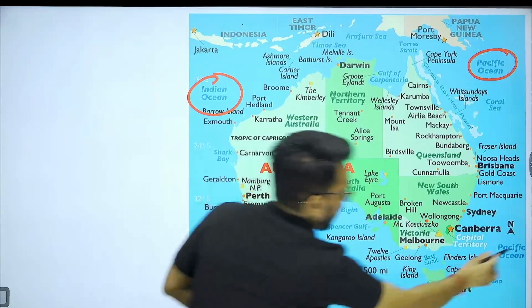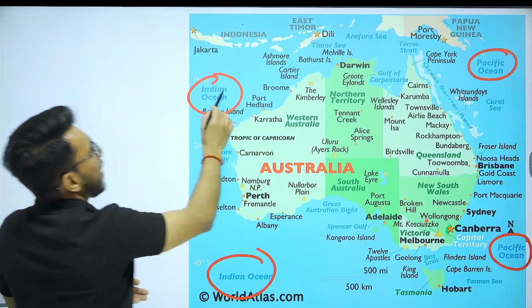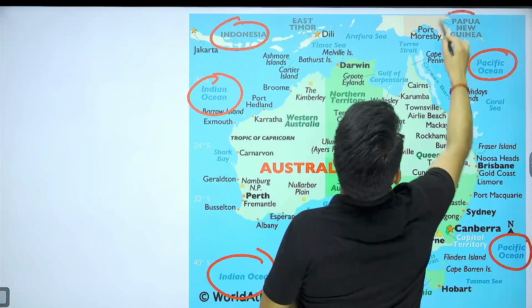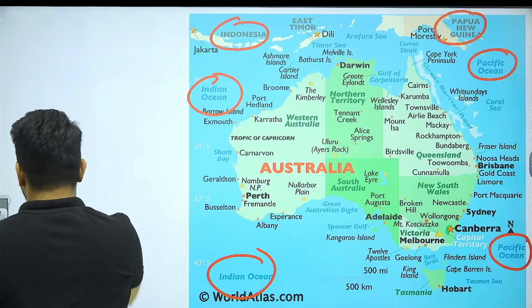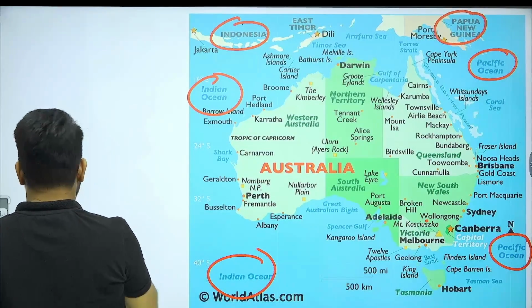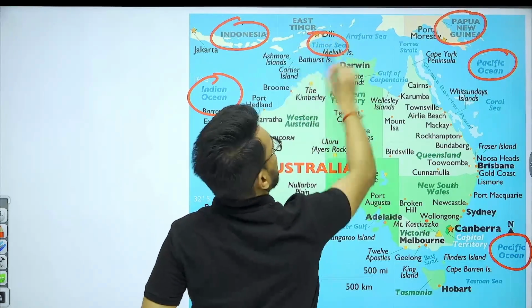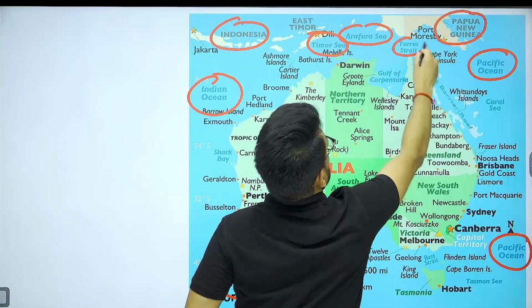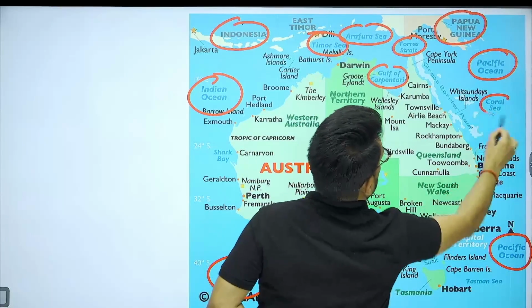Indian Ocean, Pacific Ocean. Then, in the north, we have Indonesia. Here we have Papua New Guinea. Fine. Then some marginal water bodies that we have in this particular area. Number one, Timor Sea. Number two, Arafura Sea. Then we have Torres Strait. Here we have Gulf of Carpentaria, and here we have Coral Sea.